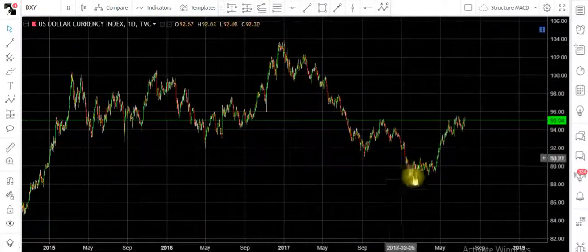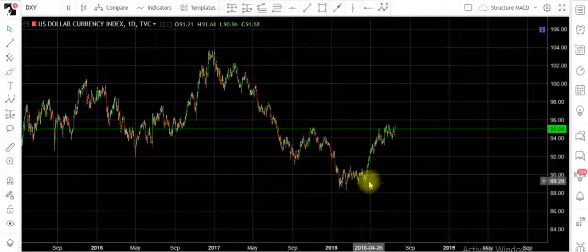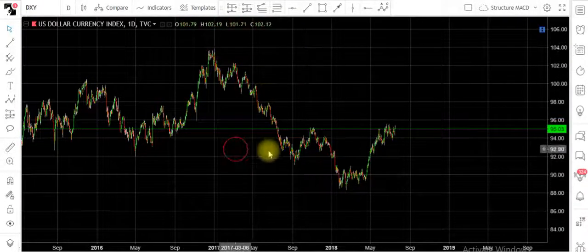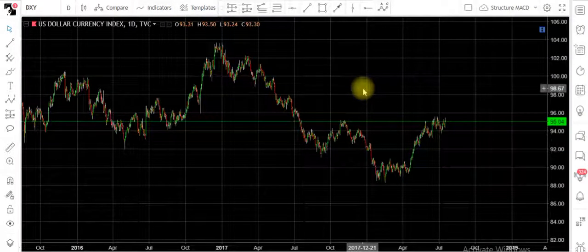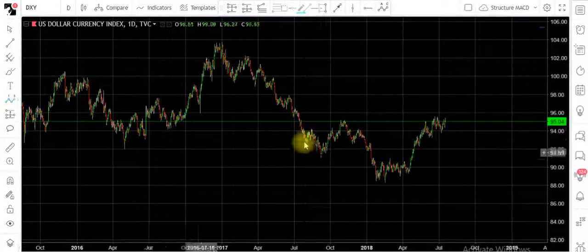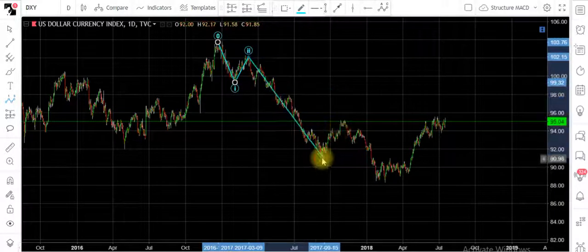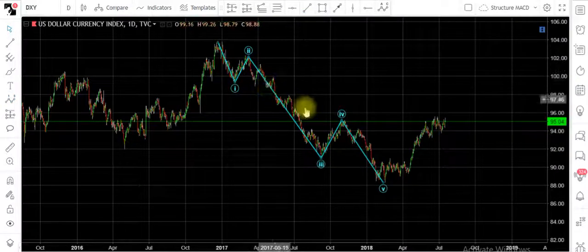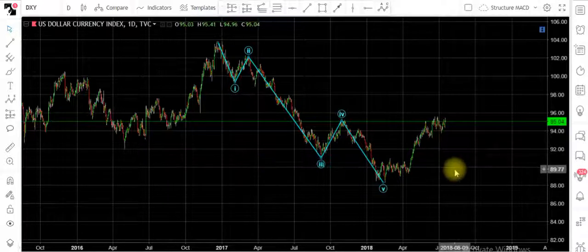This impulse here, as opposed to that correction, this correction, that correction, has 5 waves in it. It's actually more than 5 waves because obviously it's a daily time scale. But if we just take it simply, where's our 5 waves? Well, there's 1, 2, 3, 4, and 5. That's a 5-wave impulse. Okay, let's look at another one.